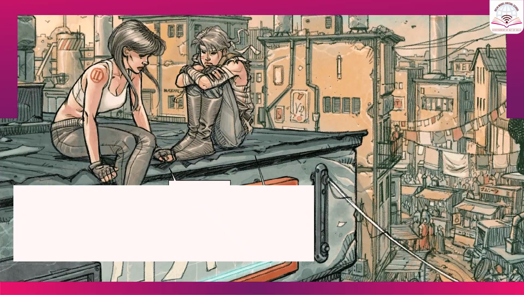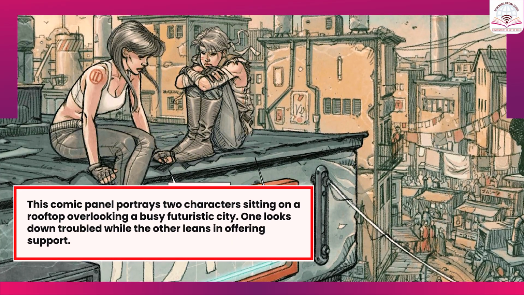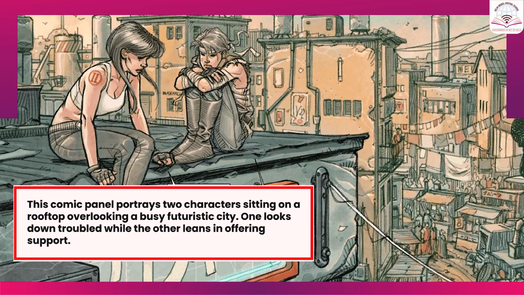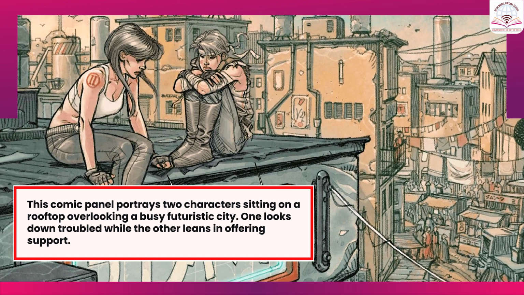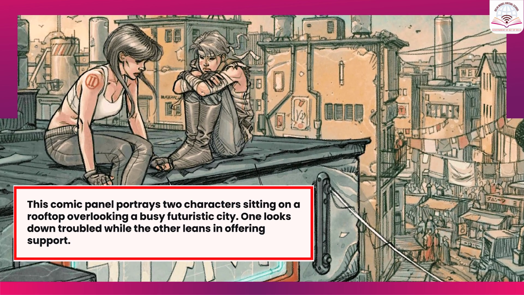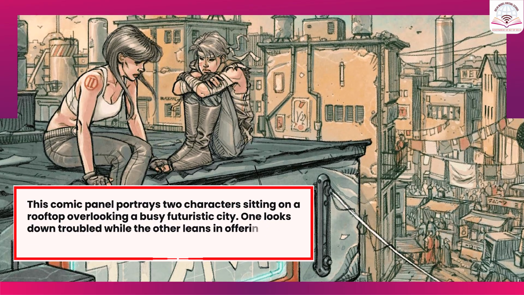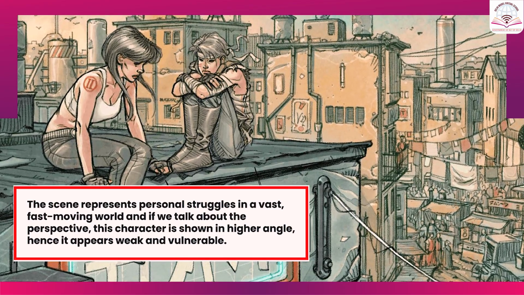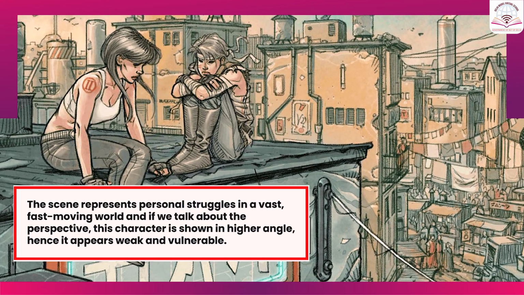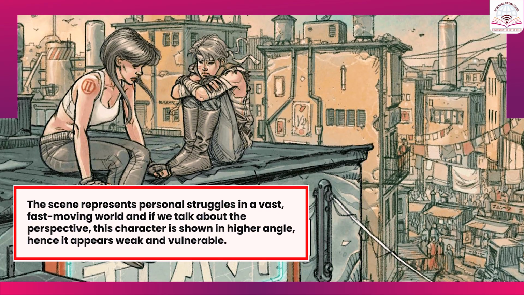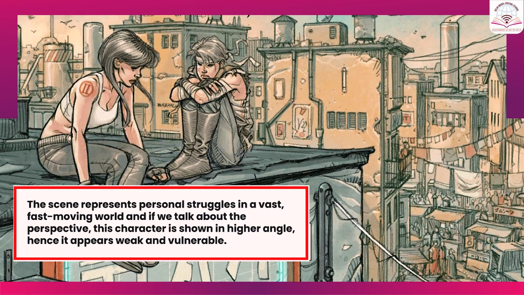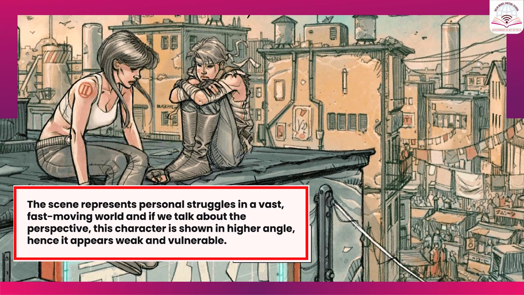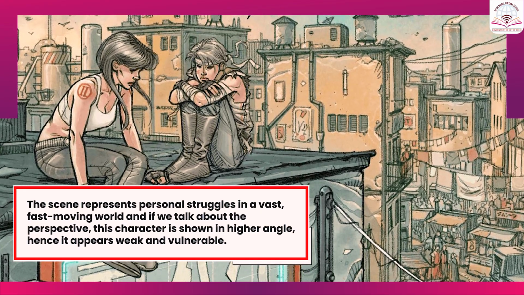For example, this comic panel portrays two characters sitting on a rooftop overlooking a busy futuristic city. One looks down, troubled, while the other leans in, offering support. The scene represents personal struggles in a vast, fast-moving world. And if we talk about the perspective, this character is shown in higher angle, hence it appears weak and vulnerable.